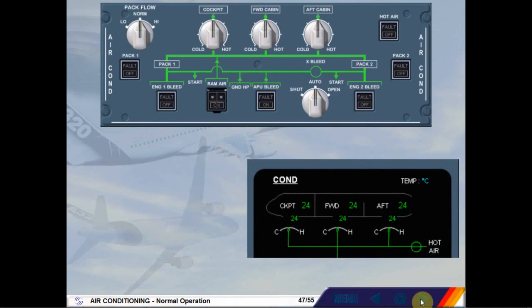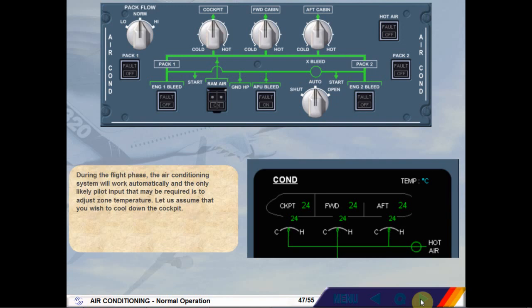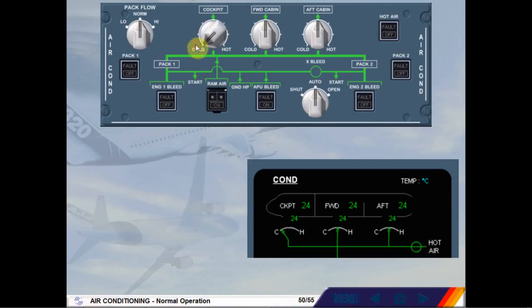During the flight phase, the air conditioning system will work automatically, and the only likely pilot input that may be required is to adjust zone temperature. Let us assume that you wish to cool down the cockpit. To demonstrate, please select the cockpit zone selector to cold. You have now demanded a cockpit zone temperature of 18 degrees. Because a low temperature has been demanded, the trim air valve will close and the cool pack output will feed the cockpit zone.